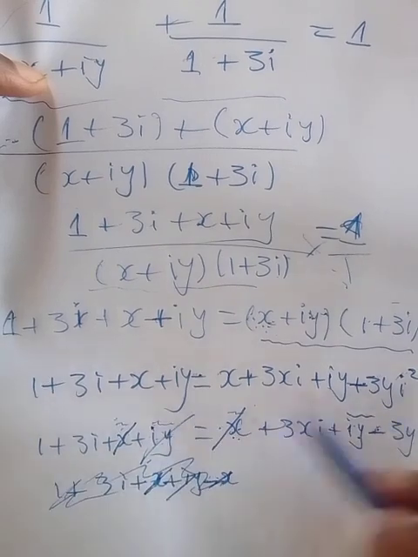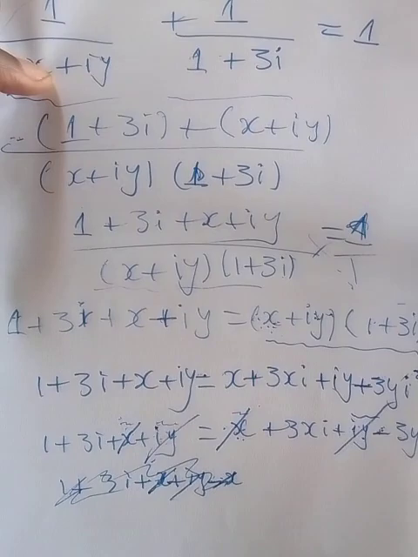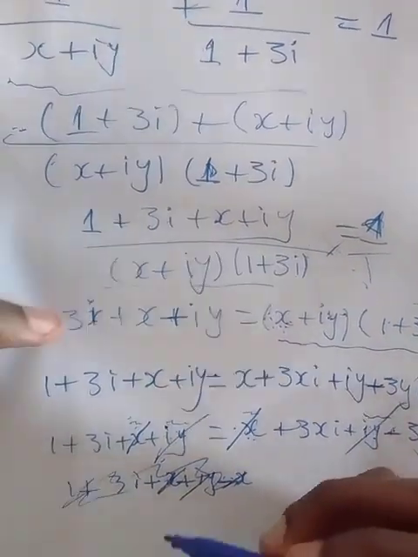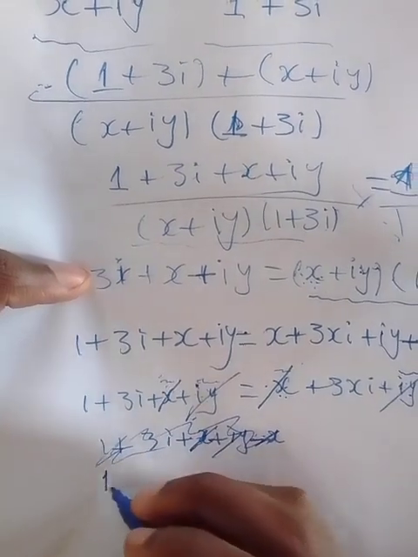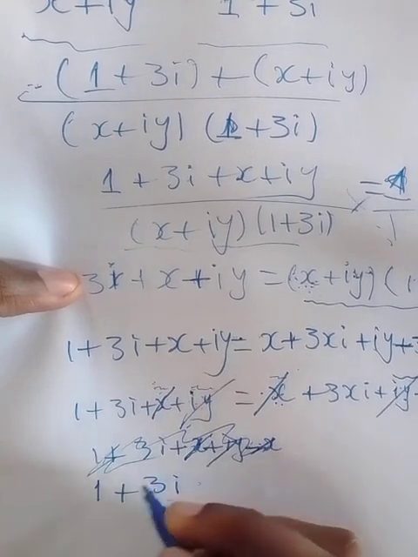Okay, so now what have you remained with? Can you just write it down? So let me write it down for you. So plus 3i, you just have 1 plus 3i is equal to 3xi minus 3y.